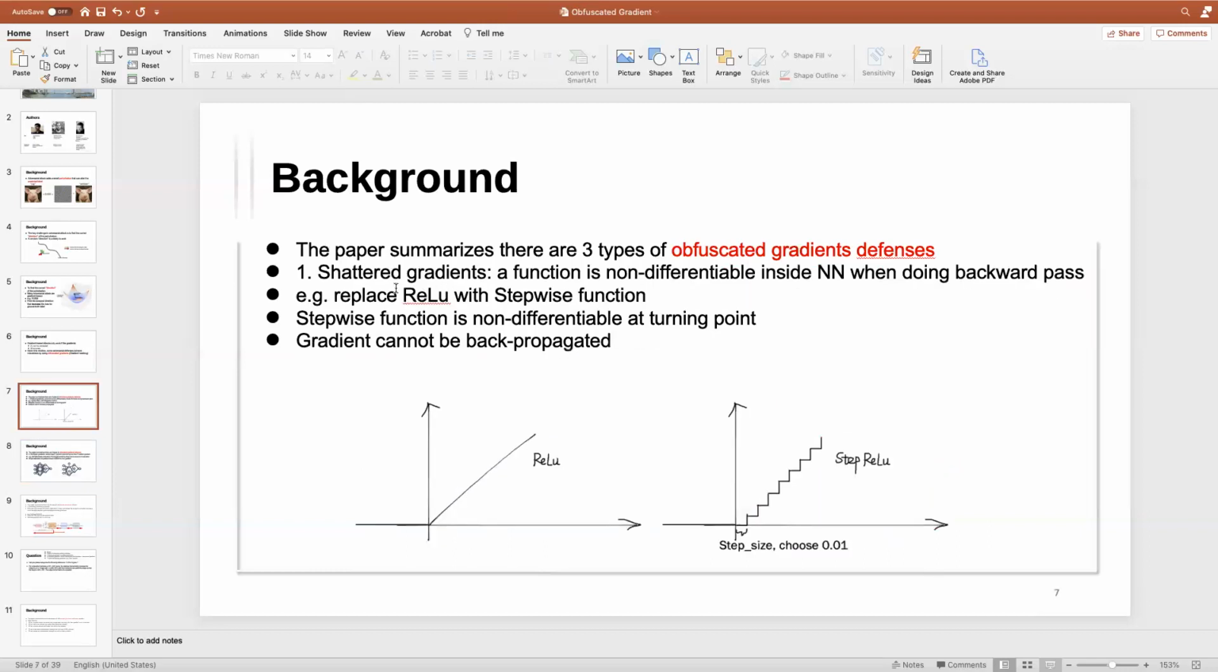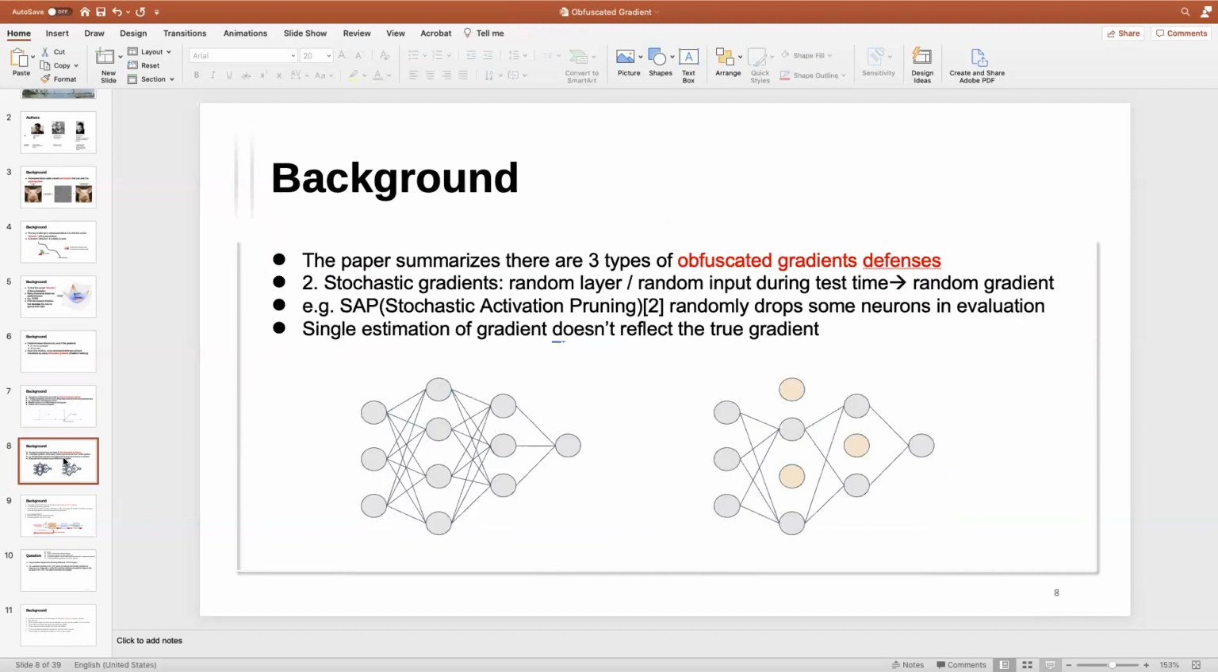Okay, so this is the first type. They call it shattered gradients. This is when gradient does not exist or cannot be computed easily. The second type is called stochastic gradients. This is because we have a random layer or random transformation on input during test time, so that makes the gradient random. For example, if I randomly drop out some neurons during test time, then a single estimation of gradient does not reflect the true gradient.